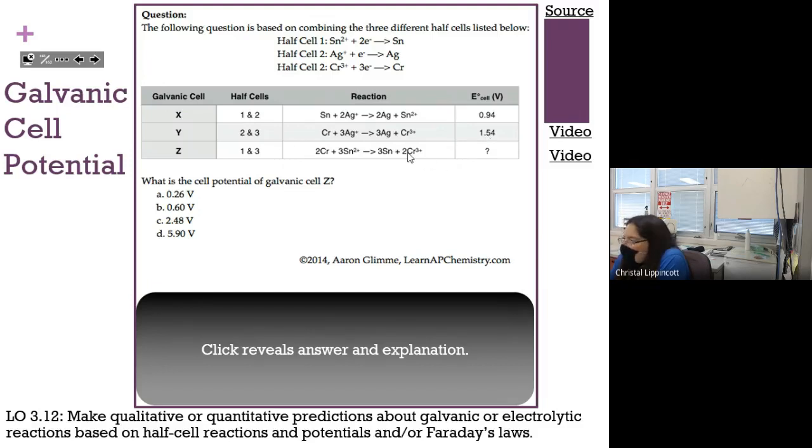And then I forget, do you add them together? Yeah, cation minus anion. Oh, that's right.